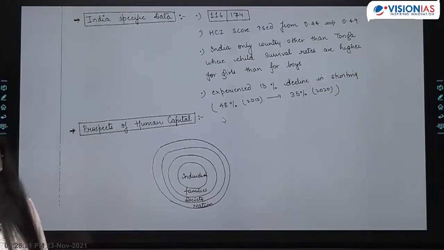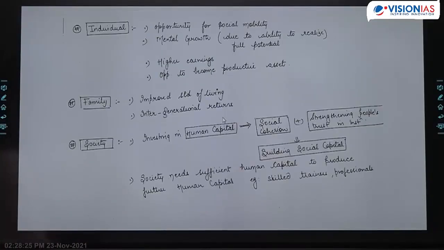Okay. Now what are the prospects of human capital? Prospects as positive implications: individual level, family level, societal level and national level. This is a standard way. I prefer this way of writing. You can prefer any other way of writing.